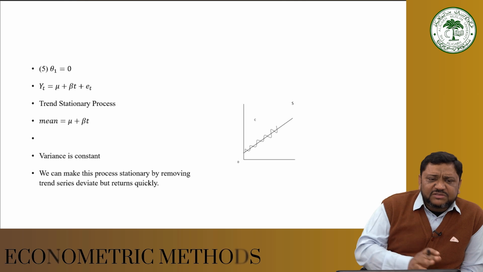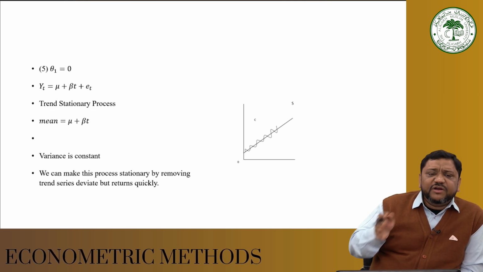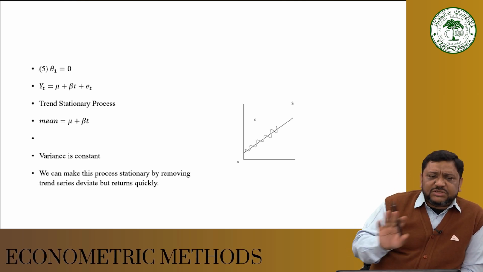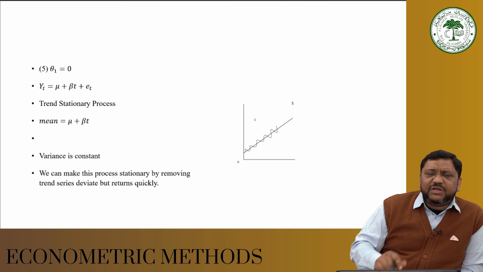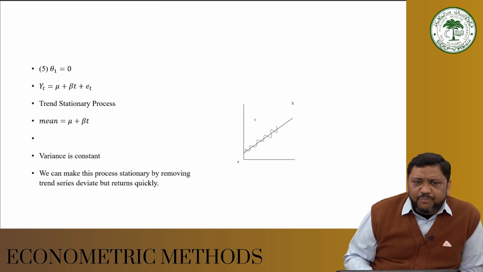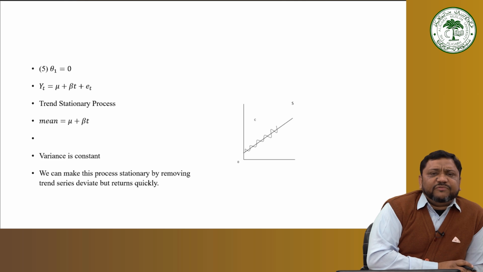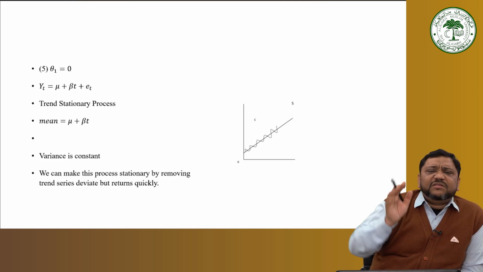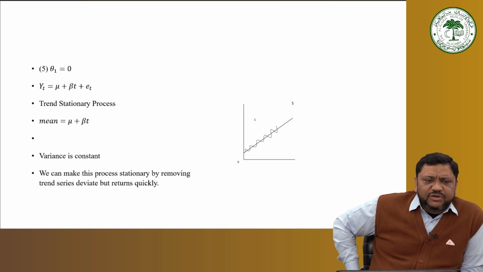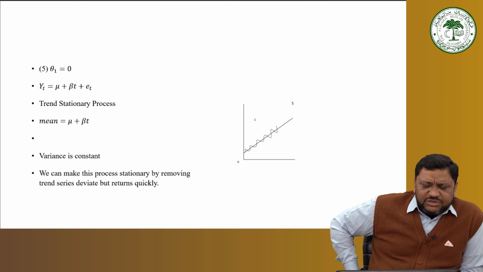As the variance is constant, although there is a trend, this is as such not stationary, but we call it trend stationary, meaning thereby there is a trend, and if we remove the trend, then the process will become stationary. So we can make this process stationary.